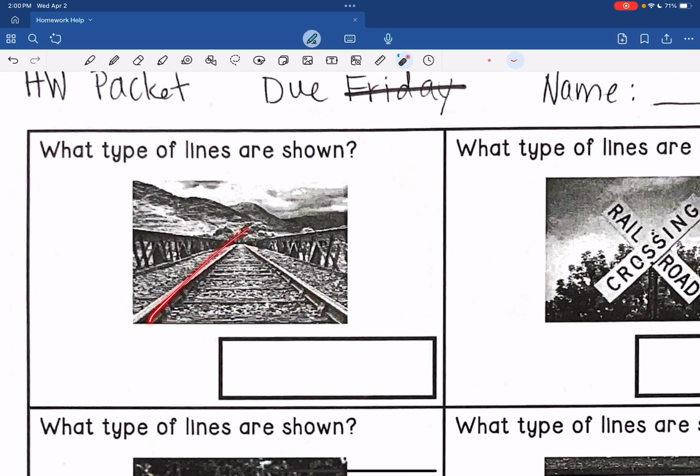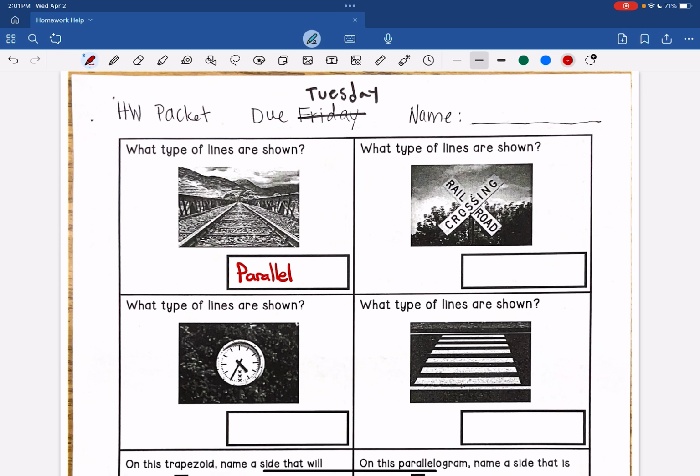So these lines are going in the same direction because they are the tracks for a train. They need to be the exact same width the whole way, and it looks like they're getting closer together here, but really that's just our perspective from where the photo was taken. If you kept walking, you would see that these are all the same length, so that we can keep our rails for the train nice and straight. So these are parallel lines. We can say that those are parallel lines because they just keep going in the same direction for as far as that train will run.